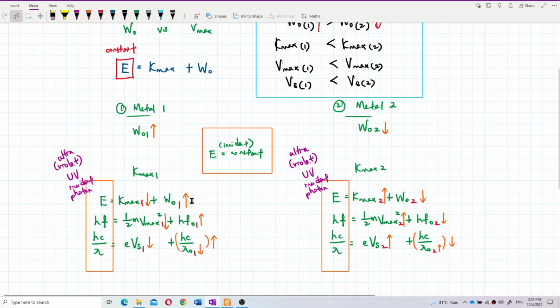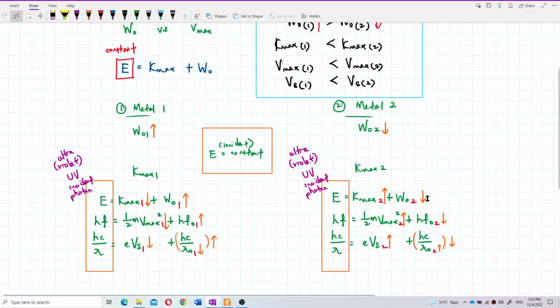Metal 1, the metal surface, has very high binding energy. So the electron has to use up a lot of energy to overcome the work function. Because it already used up a lot of energy to overcome the work function, when ejected it is left with a very small amount of kinetic energy. So the photoelectron ejected has very low kinetic energy, so it has very low speed, low speed compared to the photoelectron ejected from metal 2.